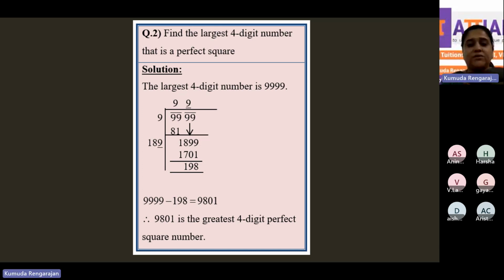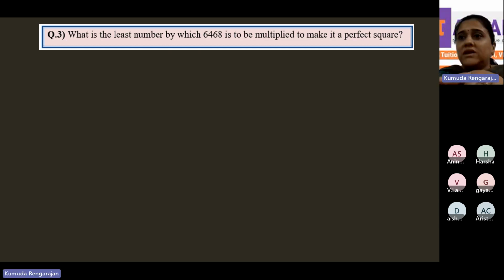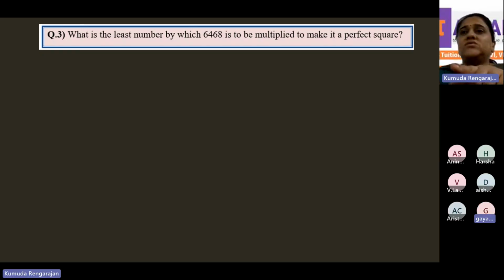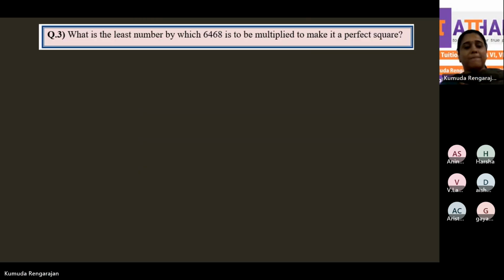Yeah, there's the answer for the second one. Now, what is the least number? Similar question we did in the last class, right, children? Yes or no? Similar question, Surya? What was the answer for the first one, Surya? You completed the assignment? Okay, the second one you were not able to do, right? Because I hadn't done it in the class earlier. You did it? Oh, very good.